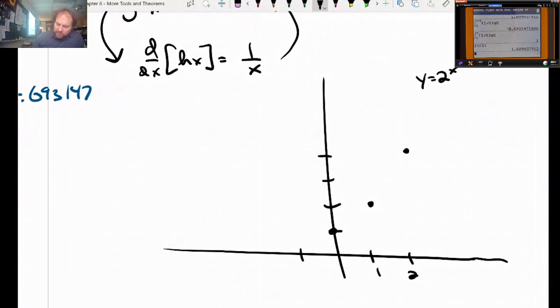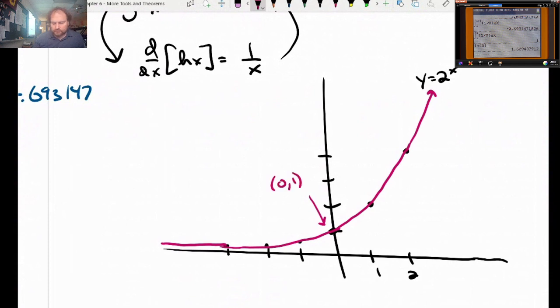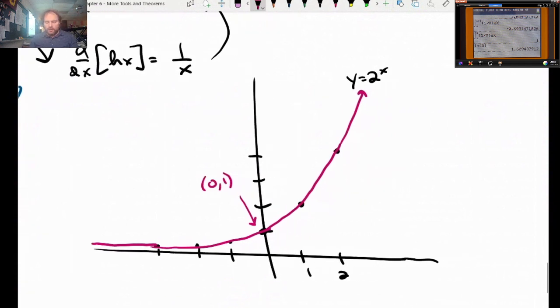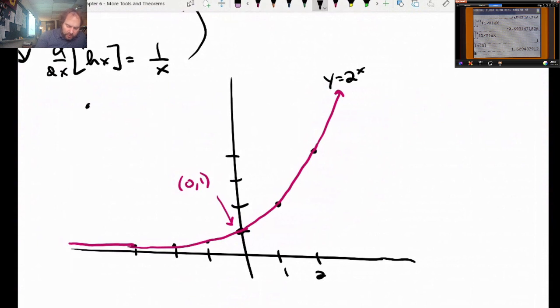2 to the 1/2 power is the square root of 2, which is something like this. And then the graph is going to start heading towards 0 but never touch it. So your graph is going to look something like this. There's your exponential curve. The only intercept of note is the point (0, 1). Now, this is part A on this problem. We're also asked to graph its inverse.